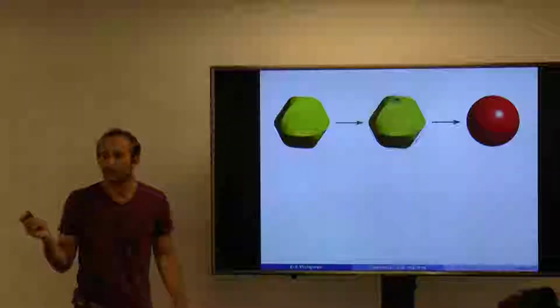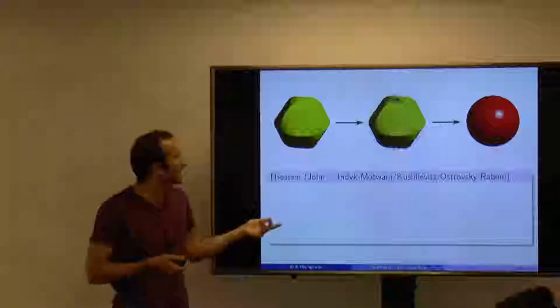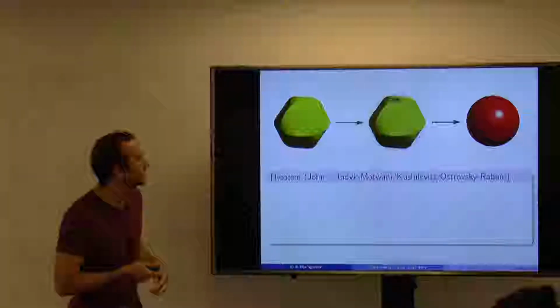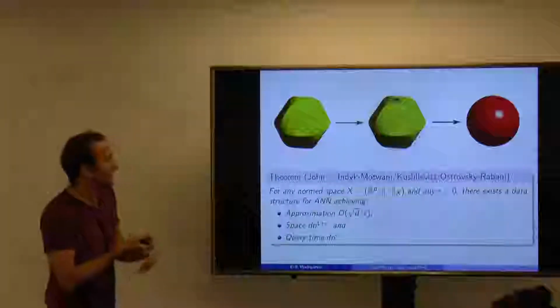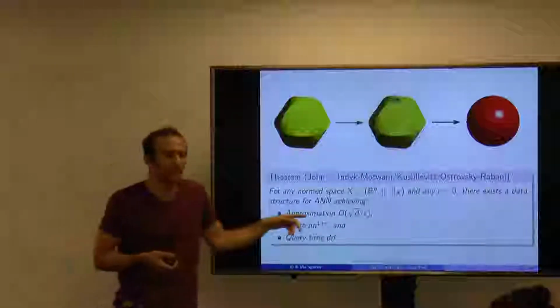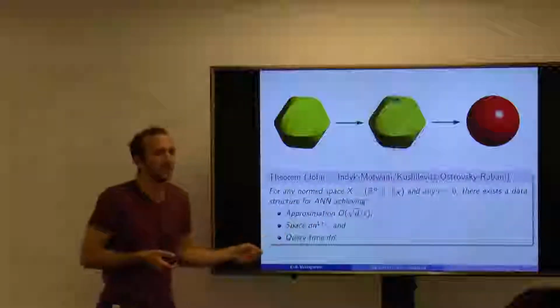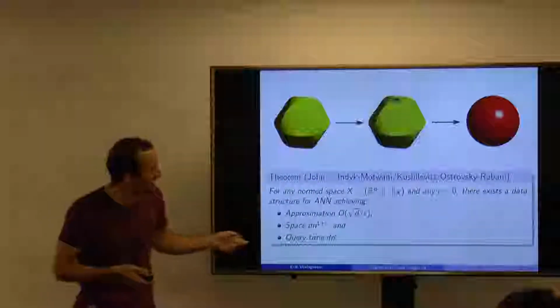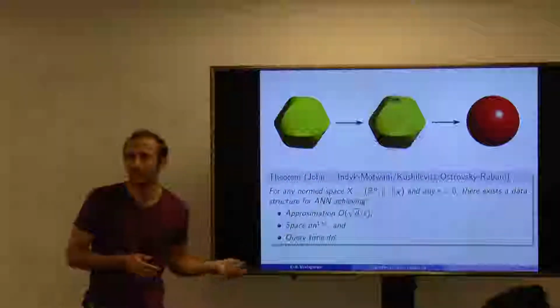Okay, so now we can just apply this theorem of John with the data structure of Andoni, Indyk, or Cauchy, Lévy, Ostrovsky, Rabani, to say that for any norm space, we get a data structure with approximation square root d over epsilon. The square root d comes from the loss in this embedding, with space d times n to the 1 plus epsilon and query time d times n to the epsilon.